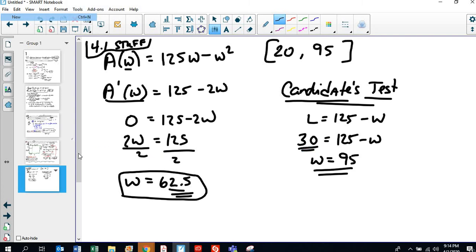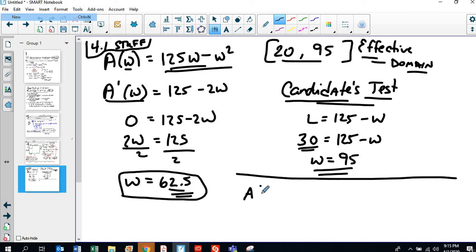So we do have our 3 candidates to test, but you had to find this, which is called the effective domain. There's a whole bunch of numbers you could plug in for W here. In fact, as a model, W could be any real number. This is just a polynomial. But for our word problem, it only makes sense if W is between these two numbers. That's why it's the effective domain. So we restrict our A to these W's. And so now we do our candidates test. We do A of 20, we do A of 95, and we do A of 62.5.